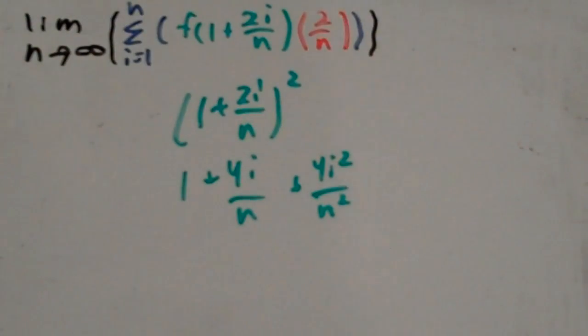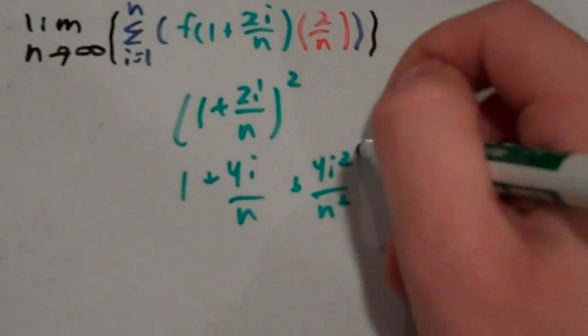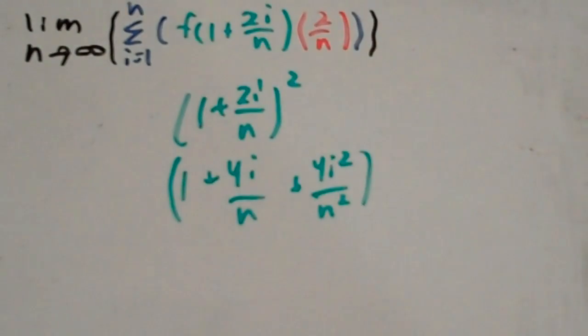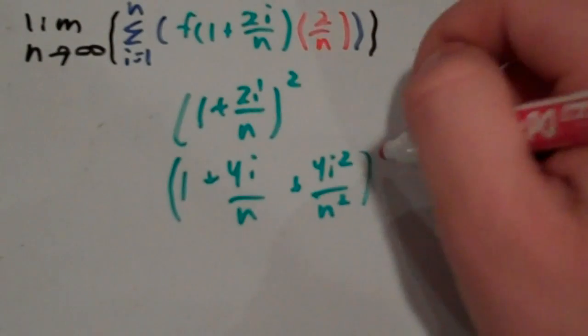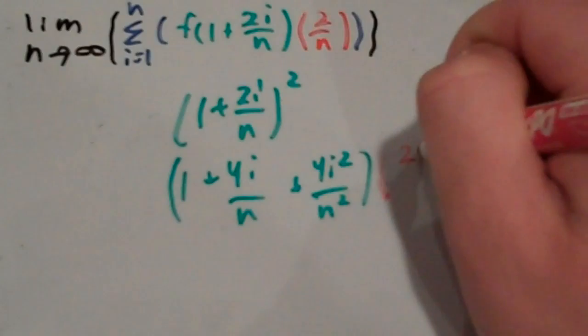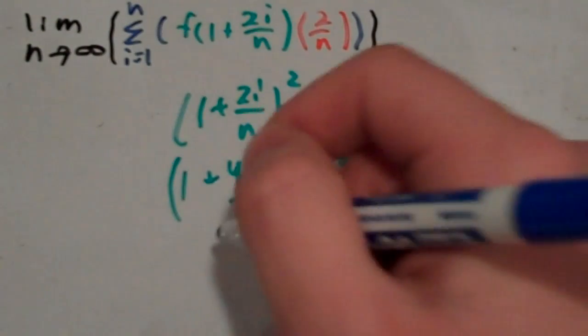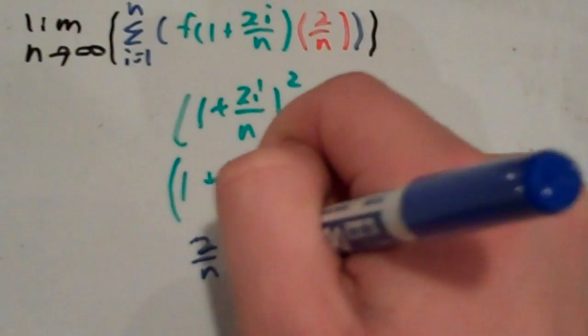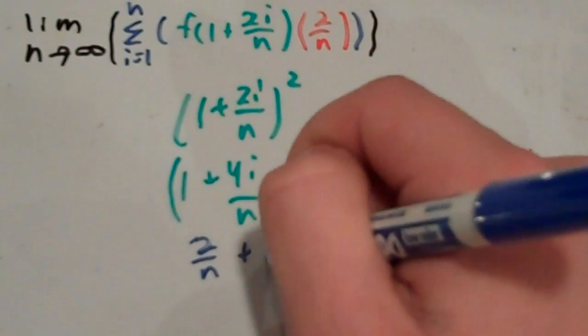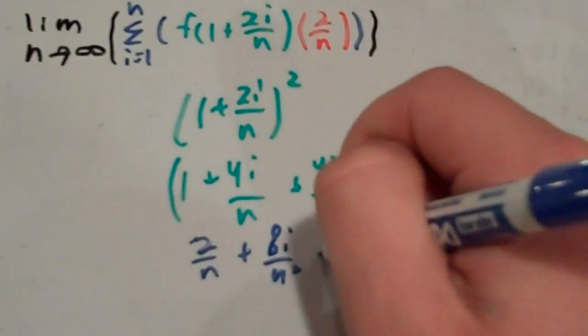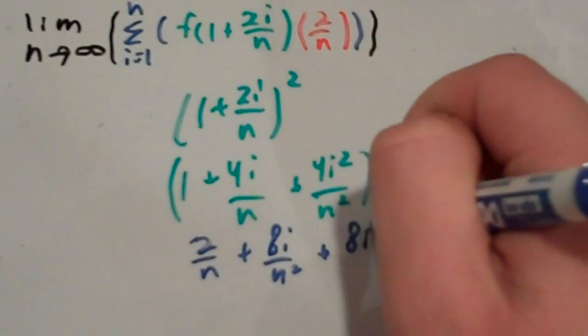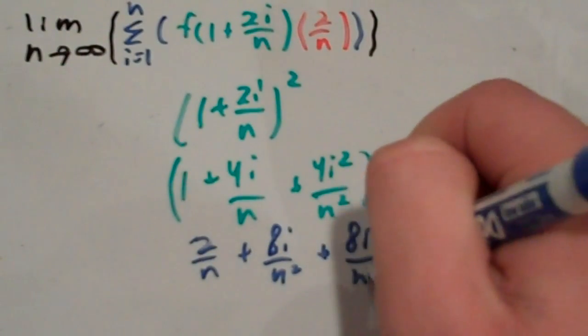Now, I'm not going to go through the work on that. You can just trust me on it. If you don't believe me, you can go through it yourself. Just remember the FOIL. Now, we then multiply that by 2 over n, because this is our height, and then we multiply that by our width. And that will give us 2 over n plus 8i over n squared plus 8i squared over n cubed.